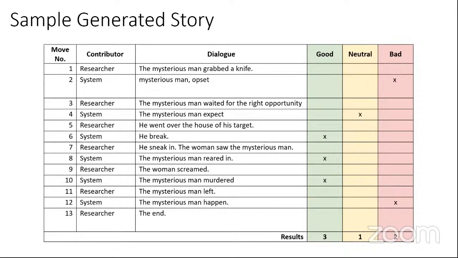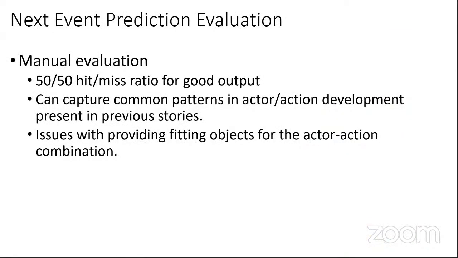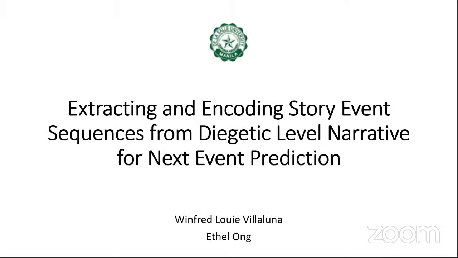The way that we evaluated these results is just manual evaluation. And as I've mentioned, this is a 50-50 hit or miss ratio for good output, but we can already see a good sense of capturing common patterns in actor-action development present in the previous stories. With that, we can still see issues with providing fitting objects for the actor-action combination. Moving forward, we still see possible improvements for this machine if we continue to have better training data, given that this is also a limitation that we experienced. So that's it for me. That is my presentation on extracting and encoding story event sequences from diegetic level narrative for next event prediction.